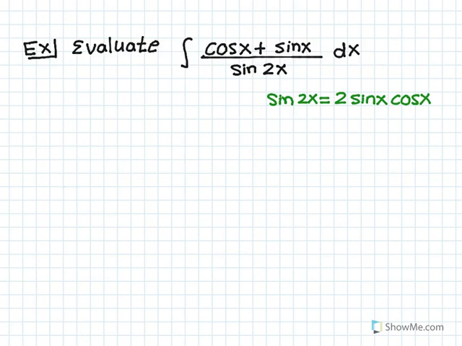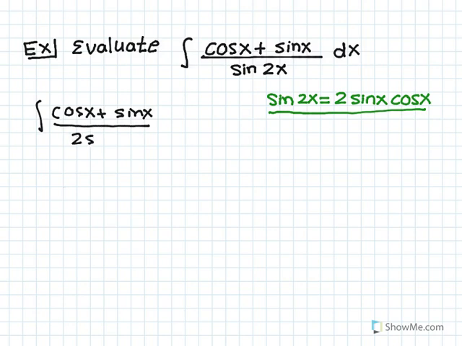Alright, let's look at one last question. Here we have the integral of (cos x plus sine x) divided by sine 2x. So we're going to apply this trig identity: sine 2x is 2 sine x cos x, to make things easier to do. So we have the integral of (cos x plus sine x) divided by sine 2x. We'll apply the trig identity. That's 2 sine x cos x dx.